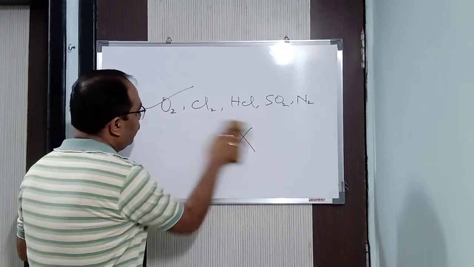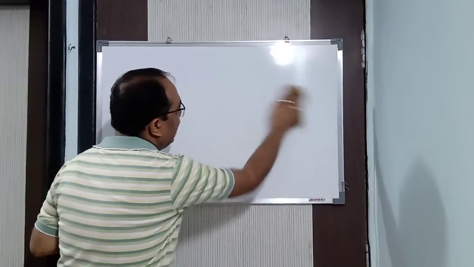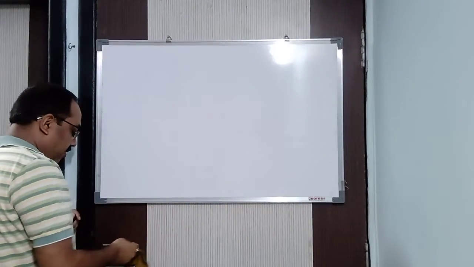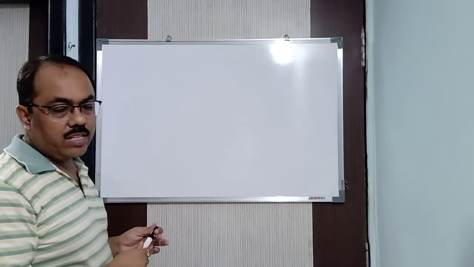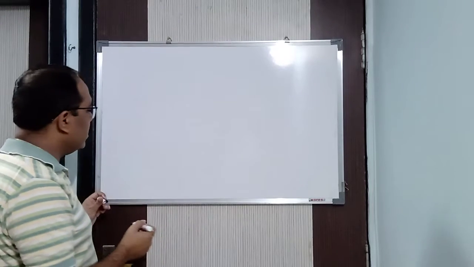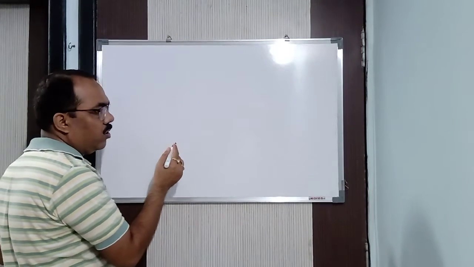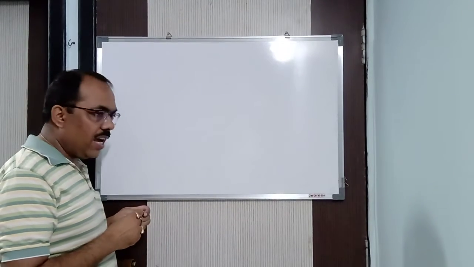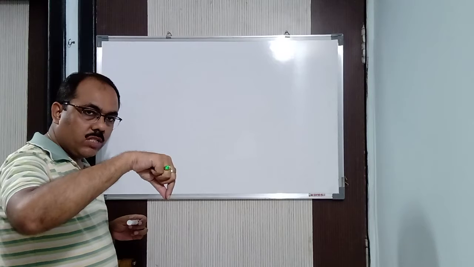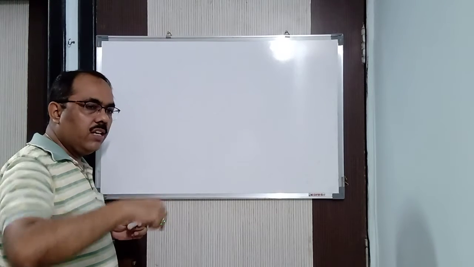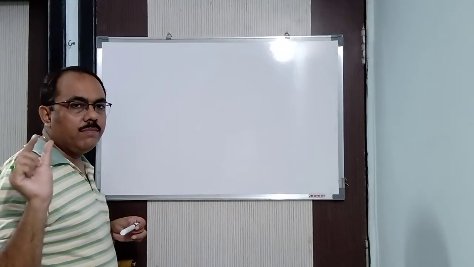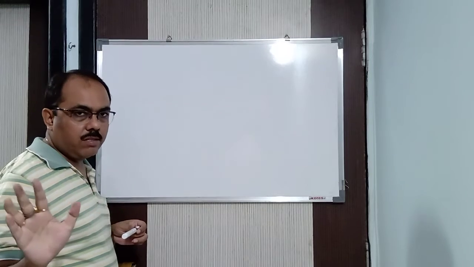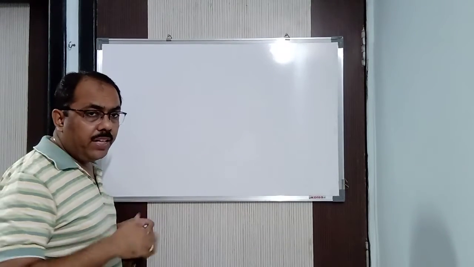Got it? Now, next is the test for sulfuric acid. What is the test for sulfuric acid? How will you come to know? Now, one of the tests is if you take barium chloride solution in a test tube and add a few drops of sulfuric acid into it. You will get a white PPT of barium sulfate, which is insoluble in all acids.